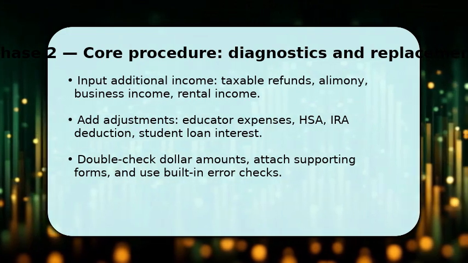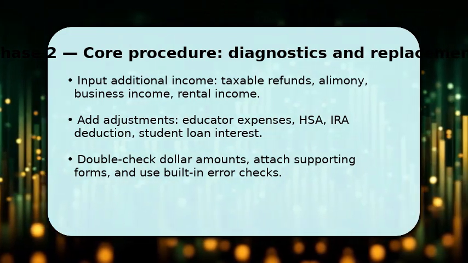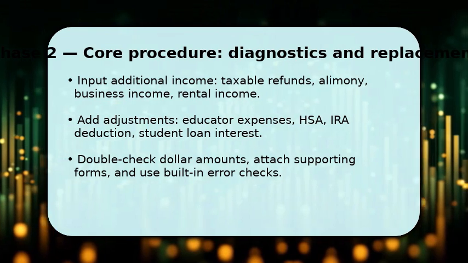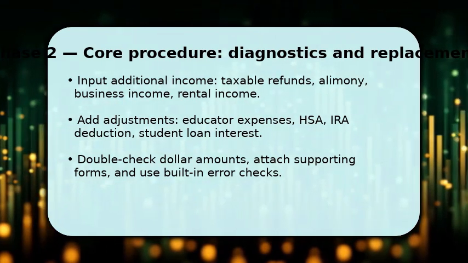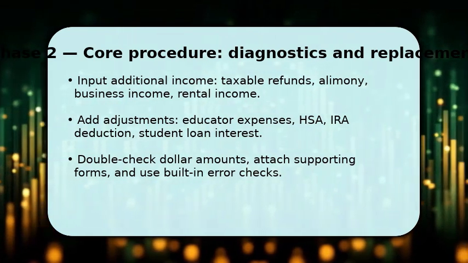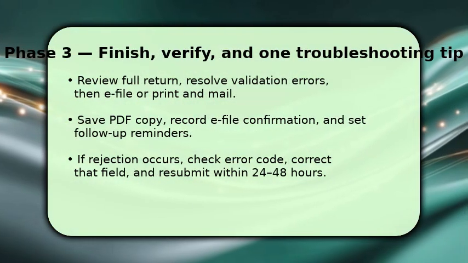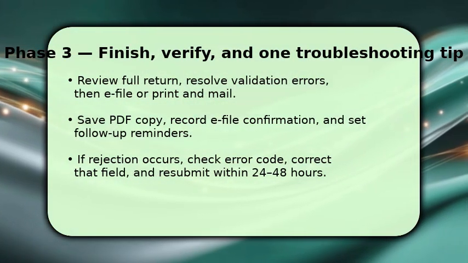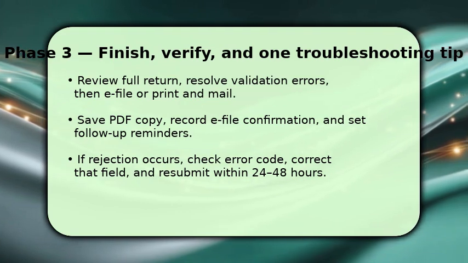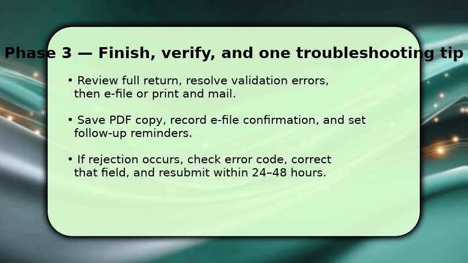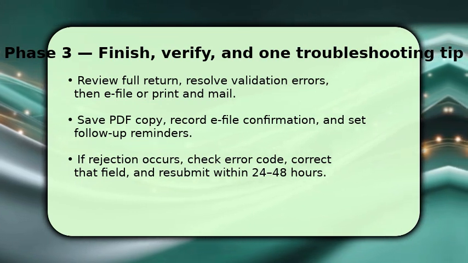Use the software's validation tool to flag mismatches if a line totals incorrectly. Backtrack to the source entry and reconcile the difference so the Schedule 1 balances with Form 1040. Finish by reviewing the entire return. Run final validations, confirm Schedule 1 totals match Form 1040, and choose e-file or print and mail.